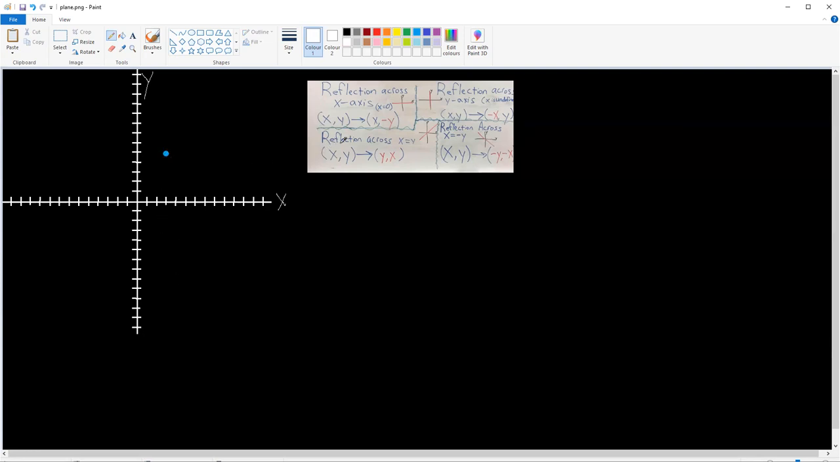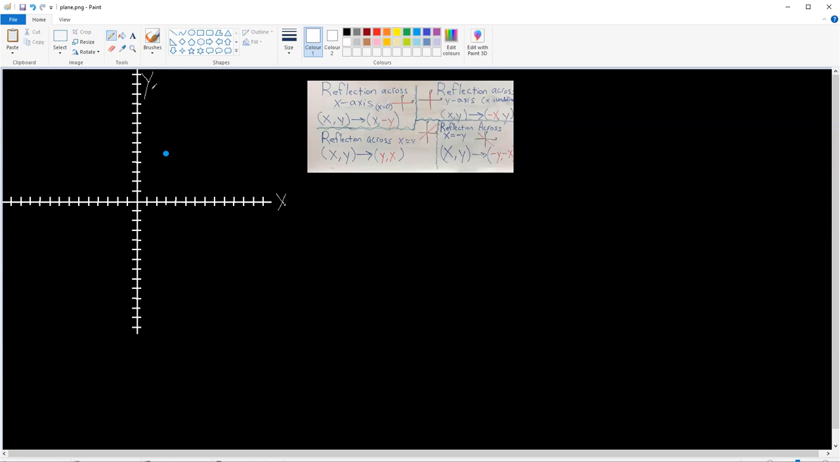So with a reflection across the x-axis, all we're really going to have is a change in the y value, and it's just going to flip its sign. The absolute value of y will stay the same, but the sign will change. Everything about x stays the same because we're not changing any distance away from the y-axis.